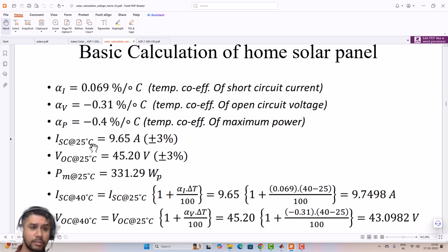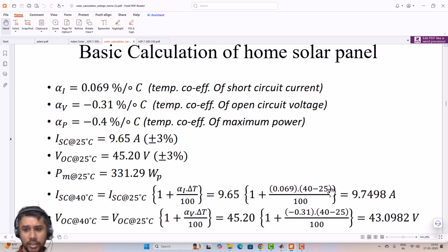So ISC at 25 degrees Celsius is 9.65 amperes, as mentioned. VOC at 25 degrees Celsius is 45.20 volts. P maximum at 25 degrees Celsius is 331.29 watt peak. So what is the value of current at 40 degrees Celsius? ISC at 40 degrees Celsius is equal to ISC at 25 degrees Celsius into 1 plus coefficient alpha I into delta T divided by 100.